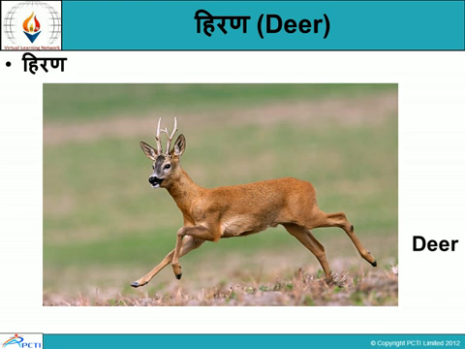Deer. It is also found in forest. It has big horns on its head. It also runs very fast, but usually the prey of tiger, cheetah and lion, because its skin is very soft to eat. So usually the prey of lion and other wild animals. It's called deer, and in Hindi we call it as hiran. What do we call? Hiran.